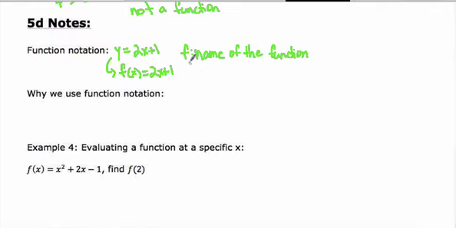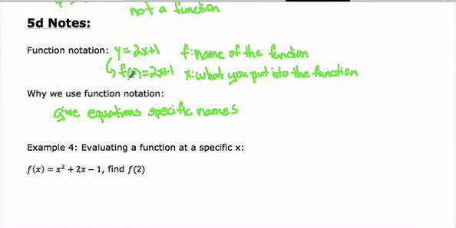And the x is what you put in the function. And this will make more sense in just a moment. So why do we use function notation? Well, the main reason we use it is to be more specific, to give our equations more specific names.